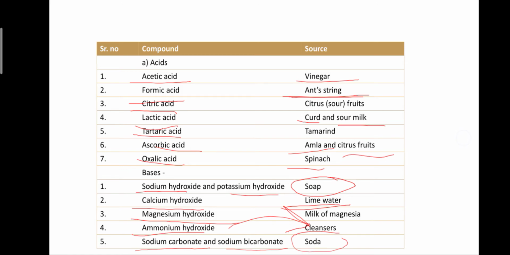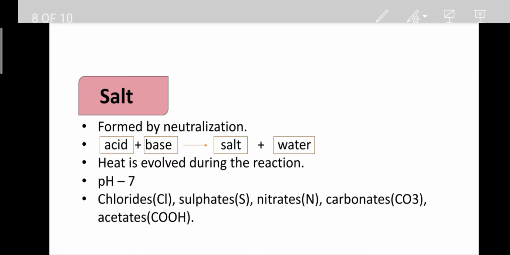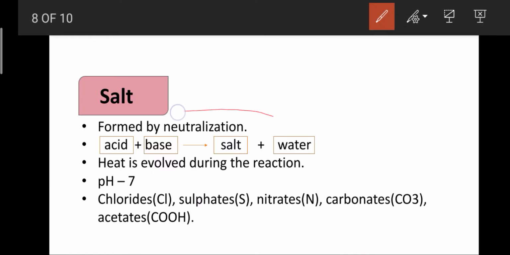Coming further, that is salt. As I told you, salts are formed by a neutralization reaction, and this neutralization reaction is when acid reacts with the base to form salt and water. This is called neutralization, and whenever this neutralization reaction occurs, heat is evolved, which means it is an exothermic reaction.